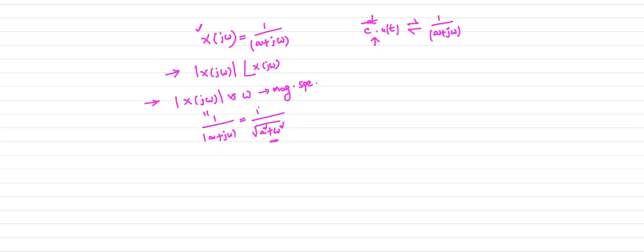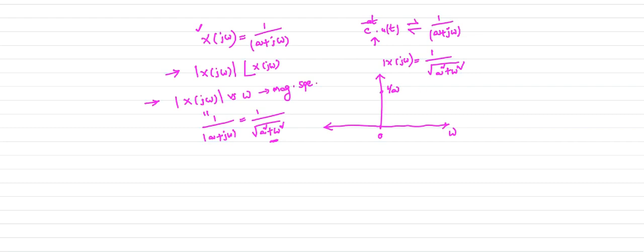We need to plot mod X of j omega versus omega. That is your magnitude spectrum. Here mod X of j omega is 1 by square root of a squared plus omega squared. On the x-axis we have the omega value. Whenever omega is 0, the modulus value is 1 by a.